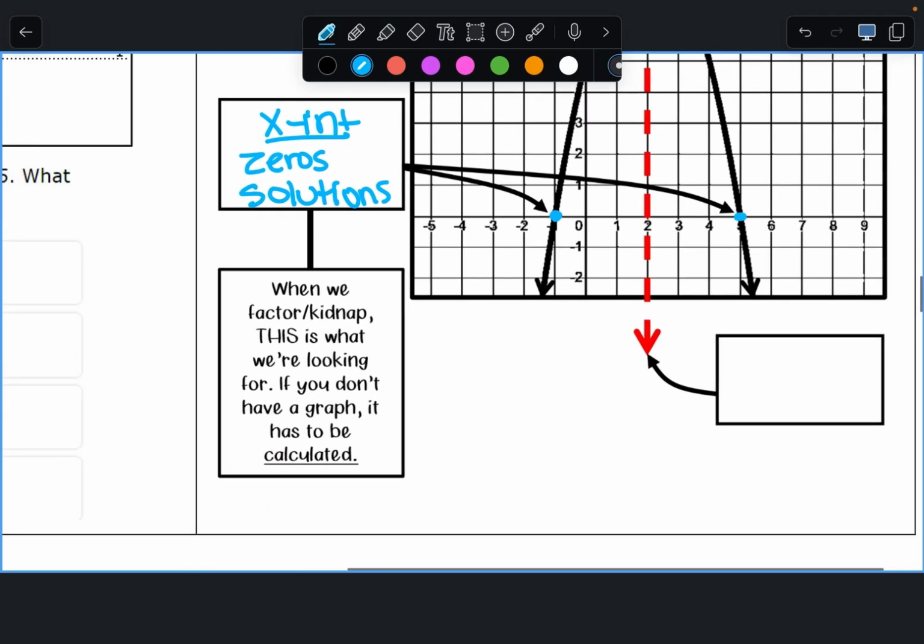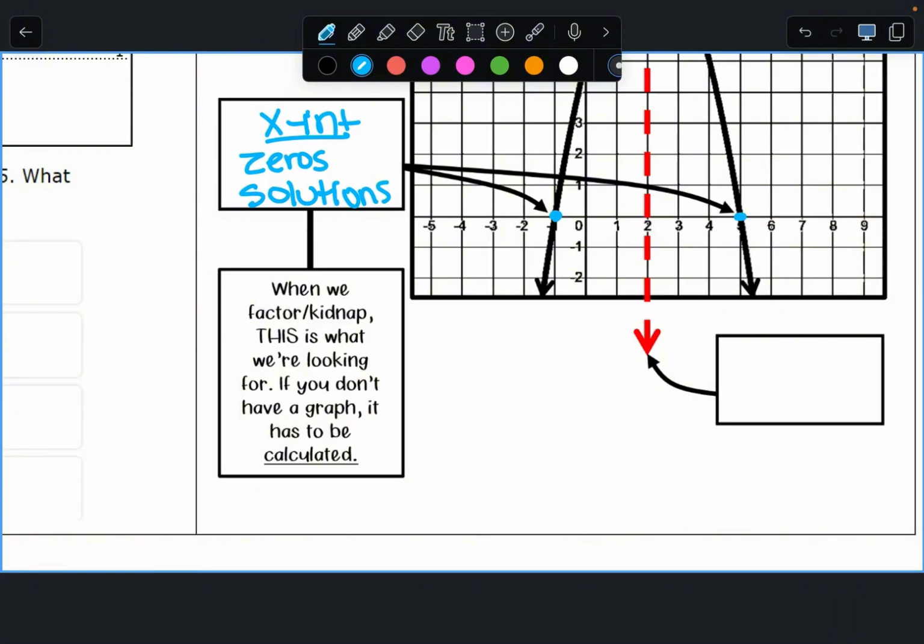Now look at that box that's dropping down from x-intercept. It says when we factor or use the quadratic formula, this is what we're looking for. We're looking for your x-intercept. If you don't have a graph, then yes, you factor or use the quadratic formula. But if you have a graph, just find your x-intercepts. Don't make it more difficult than it should be, okay?